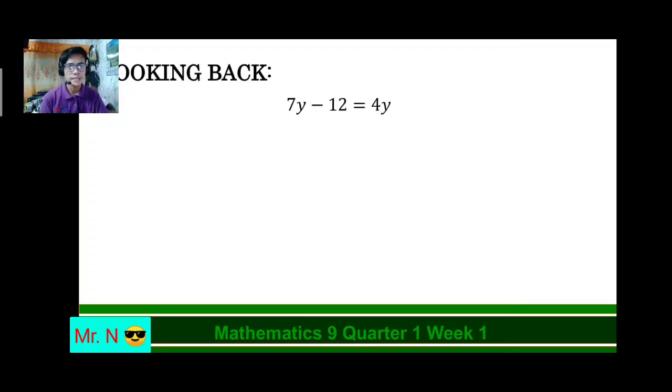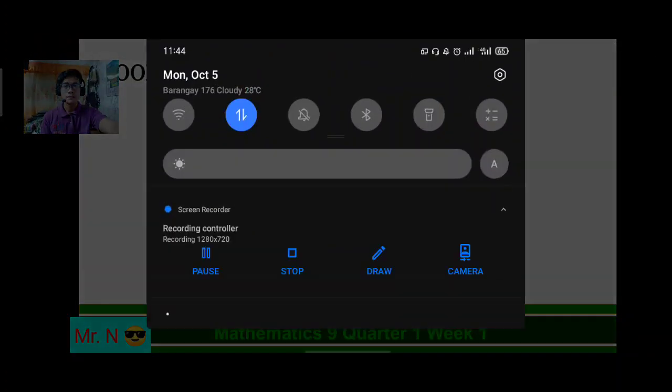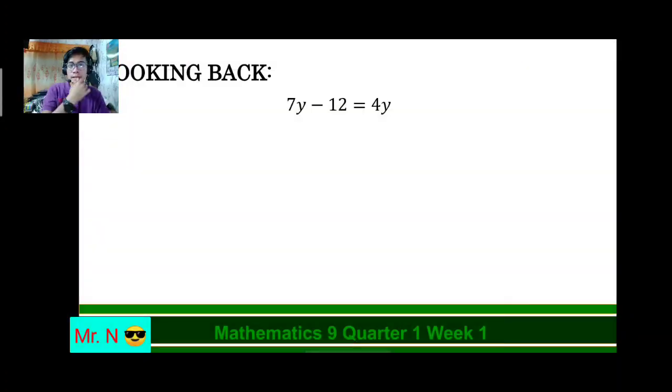Next, let's have 7y minus 12 is equal to 4y. Let's equate it to 0. So to equate that to 0, we should remove 4y on the right. To remove that, we're going to add its opposite, and the opposite of 4y is negative 4y. So we should add negative 4y on the right side. And since we add negative 4y on the right side, we should add it also on the left by the addition property of equality. So we have now negative 4y plus 7y minus 12 is equal to 4y plus negative 4y.